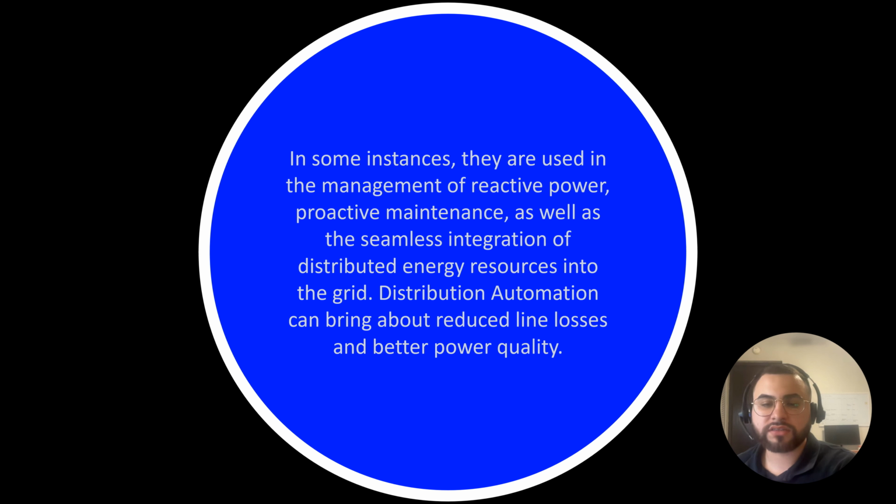Stabilizing grid voltage: distribution automation aids in stabilizing grid voltage, leading to better power quality by regulating voltage levels and addressing fluctuations promptly. The technology ensures a consistent and reliable power supply to end users.